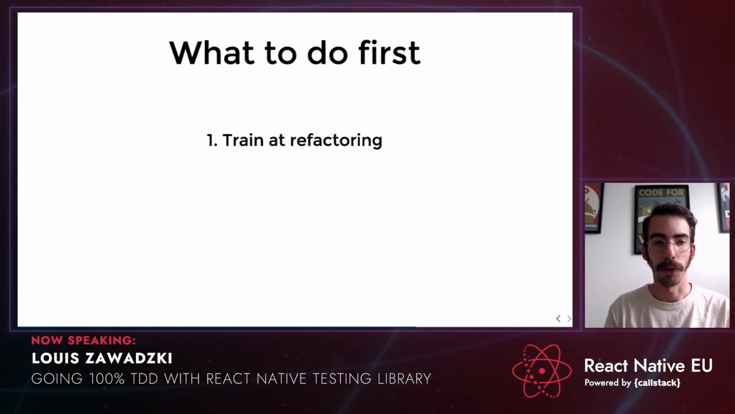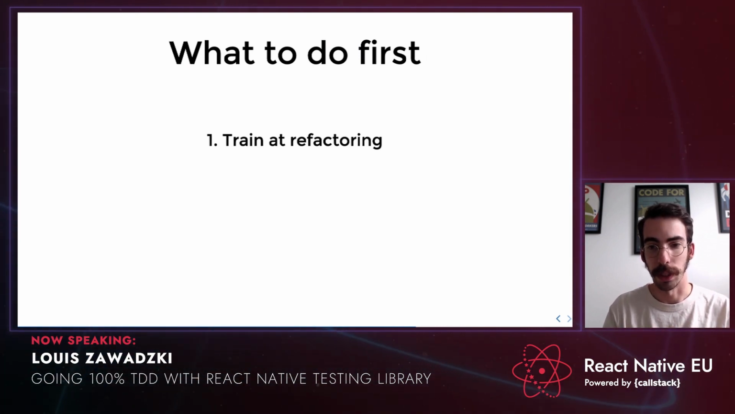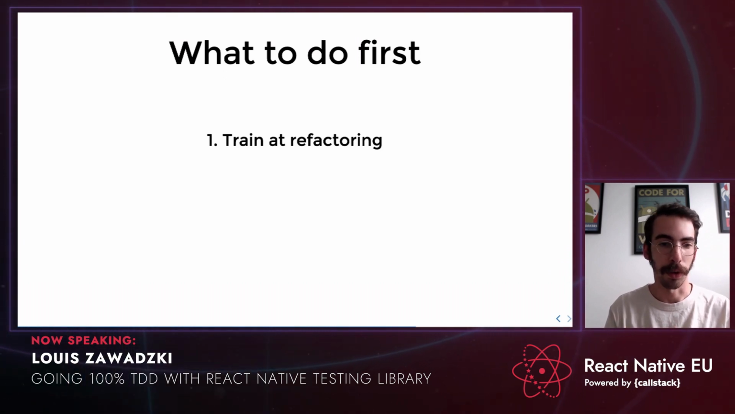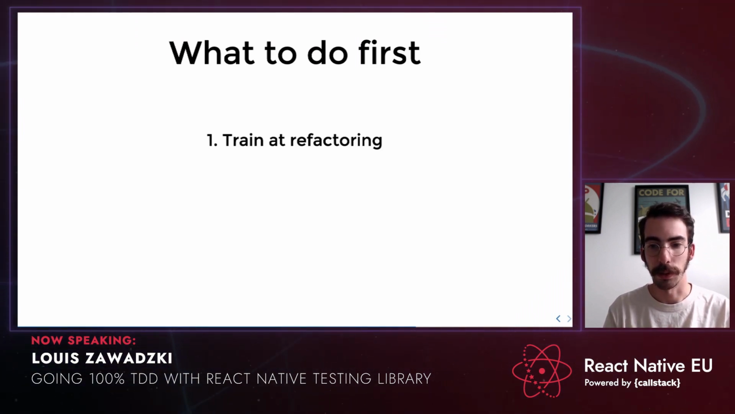First, before going to TDD, you have to train at two things. The first one is to train at refactoring. It's a major part of TDD that's easy to overlook, and it's easy to mess it up too. There are a ton of books and websites about refactoring. My favorite ones are refactoring.guru and the Martin Fowler book. So check them out if you want to know more about it.